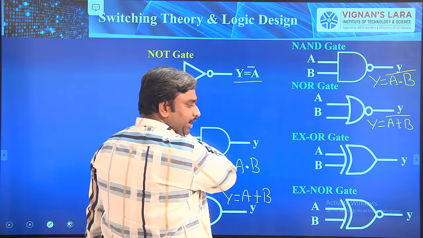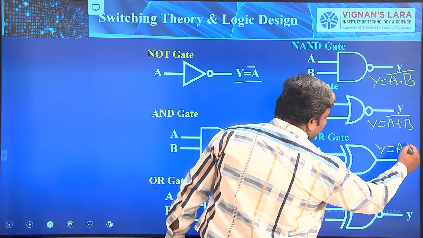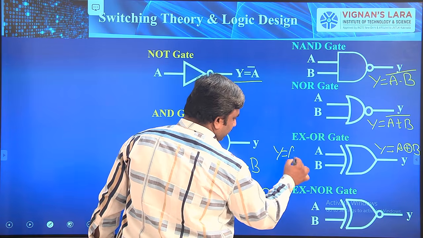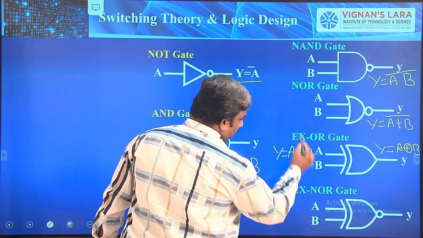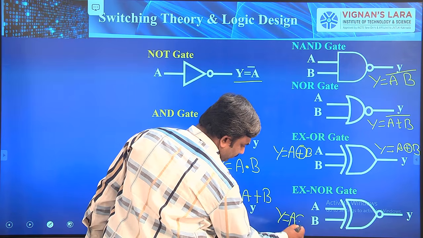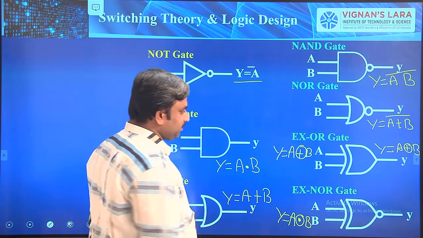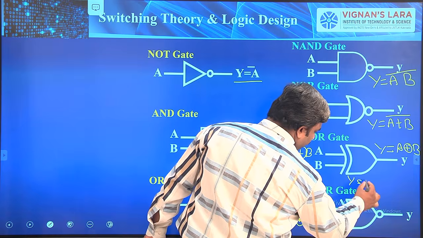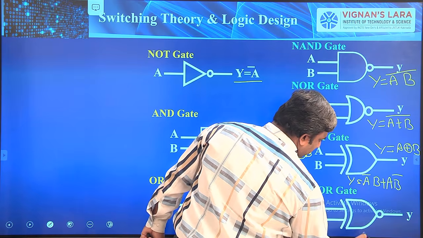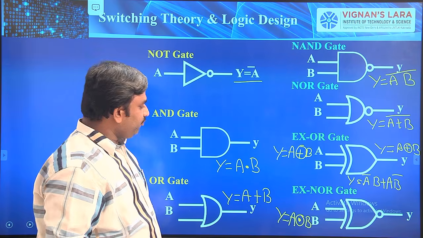Next, coming to the exclusive OR gate. Generally we represent it with A exclusive OR B. I think it is not visible to you, so I am writing again A exclusive OR B. So this is the representation, and for XNOR, Y is equal to A XNOR B. You can write down Y is equal to A bar B plus A B bar for XOR. XNOR operation is the reverse of the XOR gate.